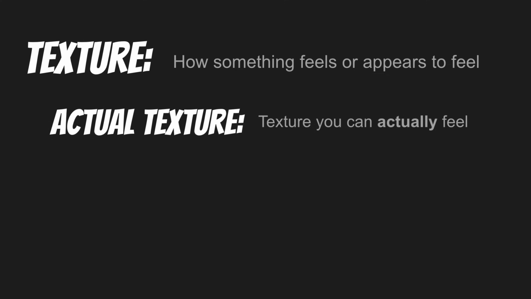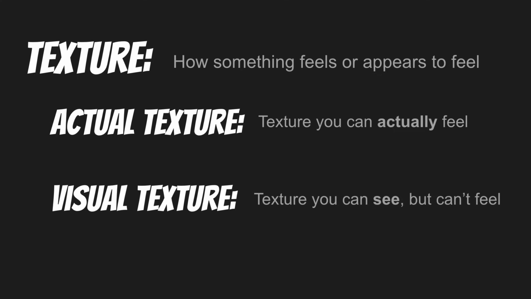And the first is actual texture, and that's texture you can actually feel. So, for example, if I were to touch my shirt, it feels soft, right? Or if I were to run my hand across the sand on a beach, it's going to feel kind of gritty. Or maybe I'm playing with slime and it's going to feel squishy and slimy. So, that's how things actually feel. Now, a lot of times in two-dimensional art, especially, we have something called visual texture. And that is texture you can see, but you can't feel. We also call this implied texture. So we're implying that it feels like something, but it doesn't actually feel that way.